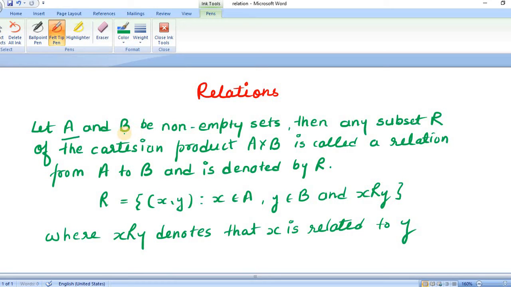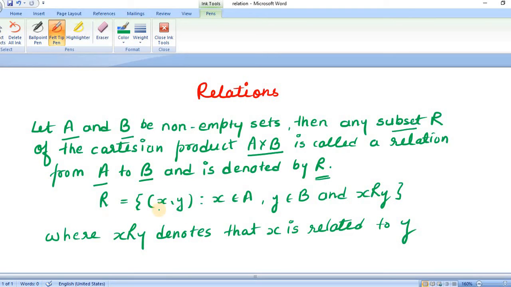So let A and B be two non-empty sets, then any subset R, we have already seen what is a subset, then any subset R of the Cartesian product A cross B is called a relation. And how we used to call it? We call it a relation from A to B because it's the subset of A cross B. So it will be called a relation from A to B, and it is denoted by capital R.